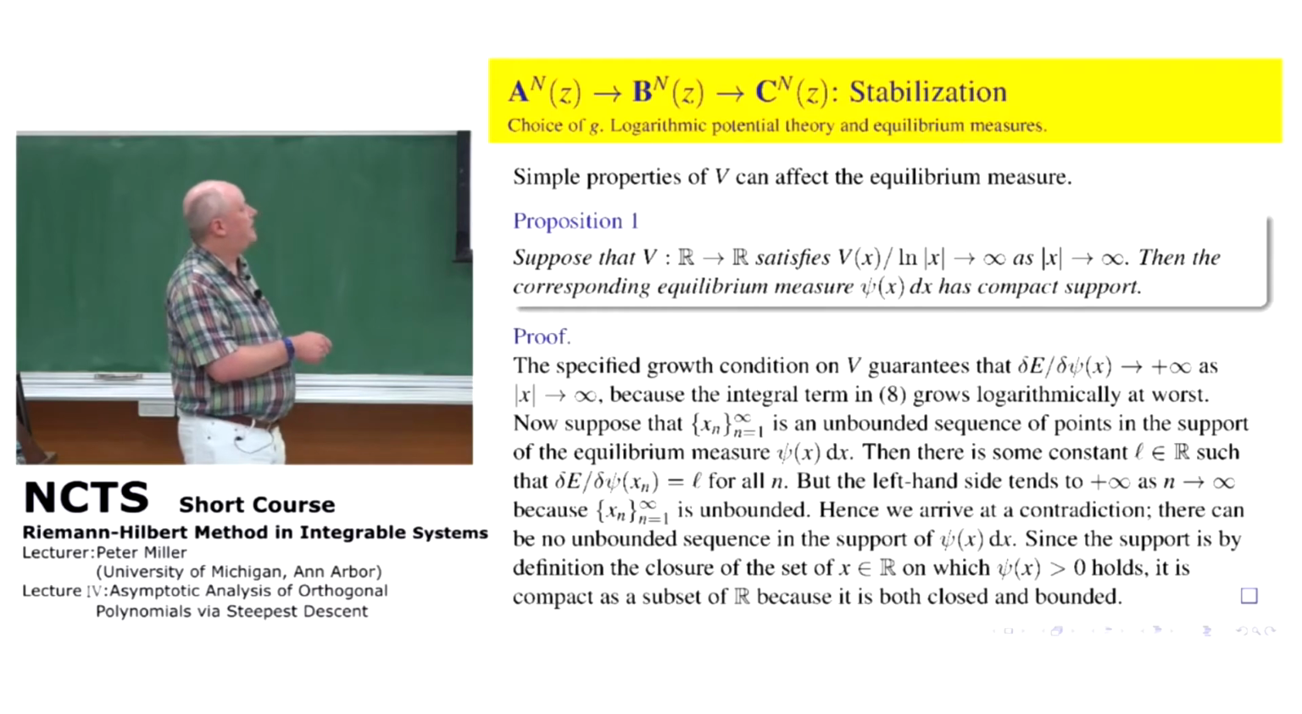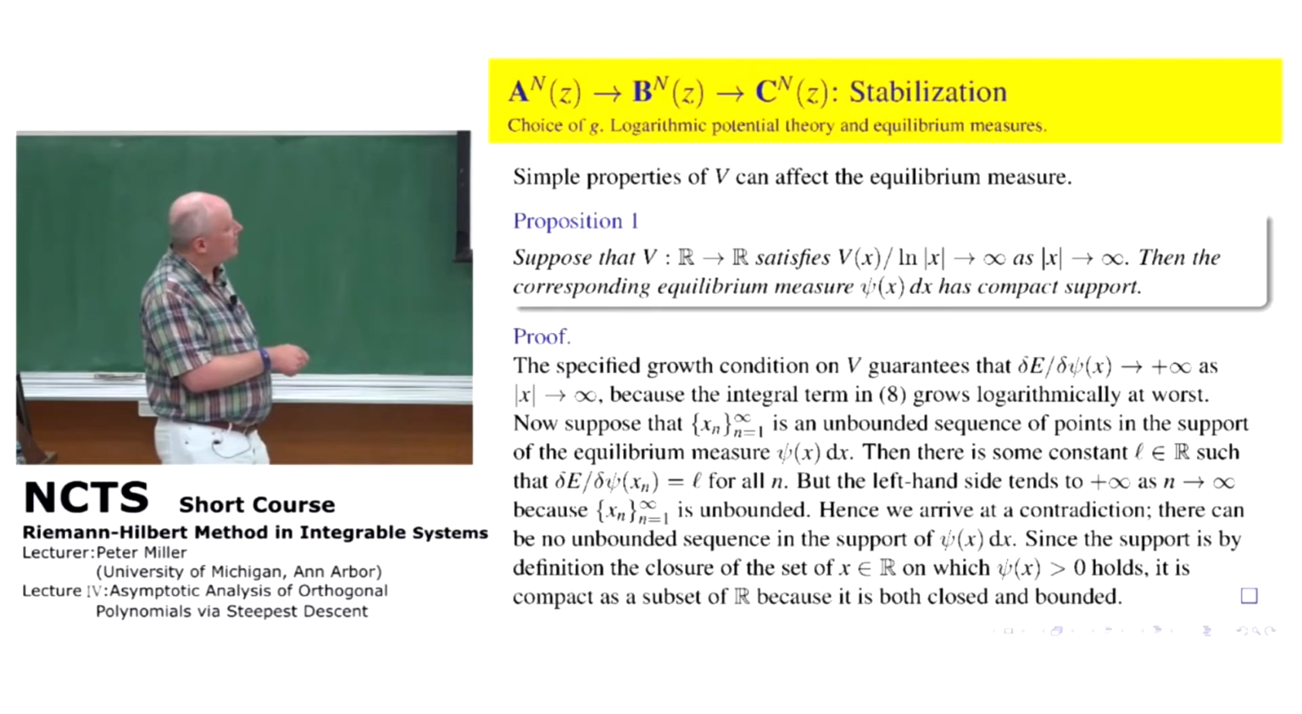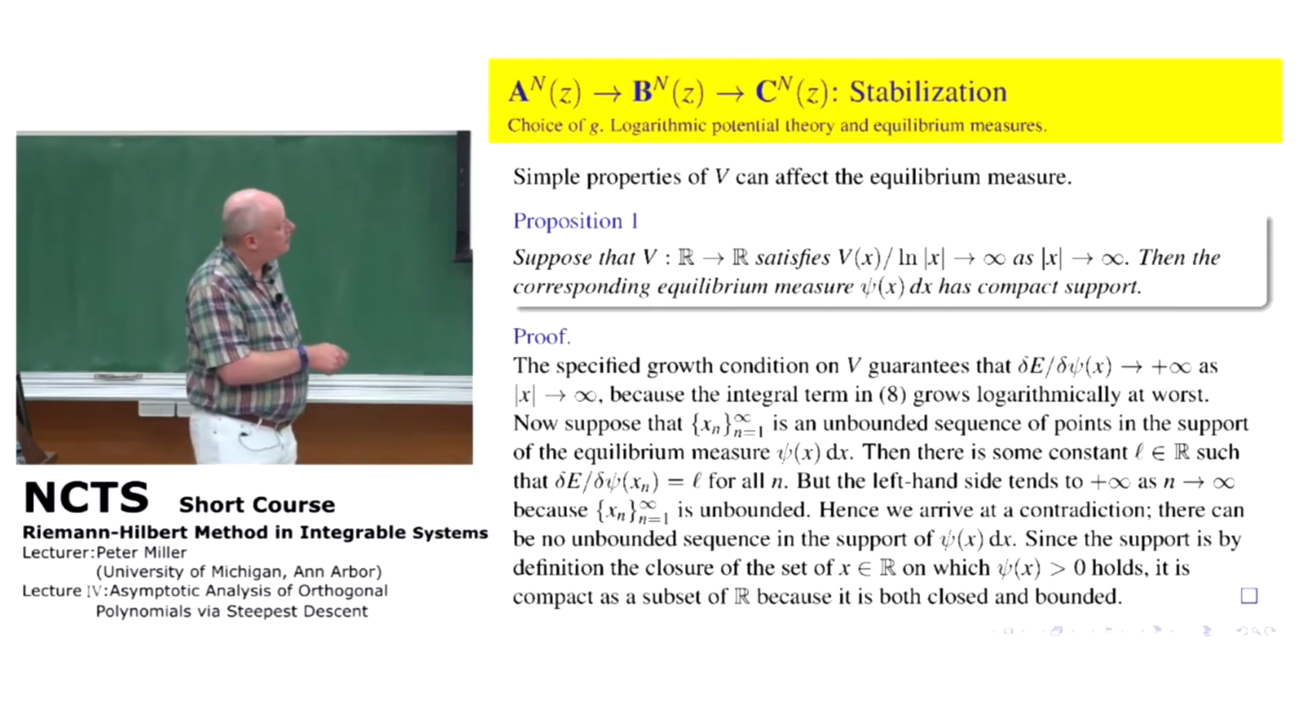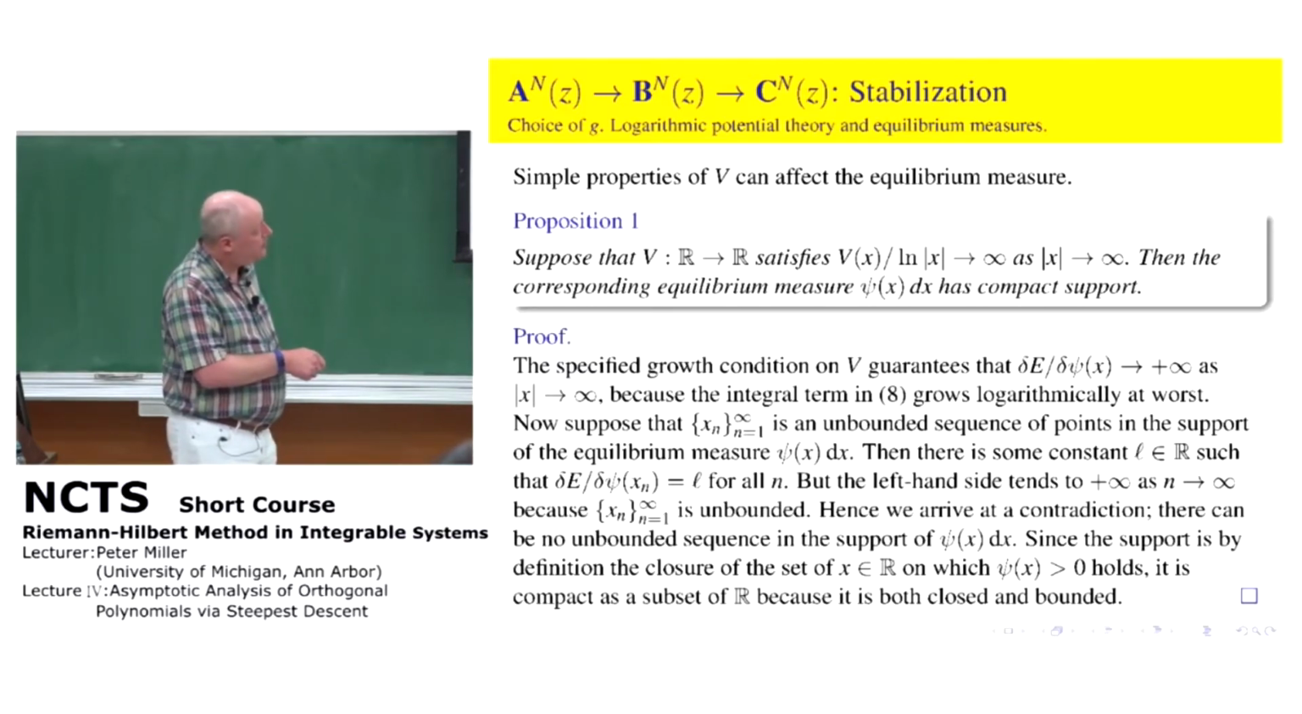Now suppose that xn is an unbounded sequence of points in the support of the equilibrium measure. Then there's some constant L, the Lagrange multiplier, so that de d psi is exactly equal to L for all n, because these xn's are points in the support.